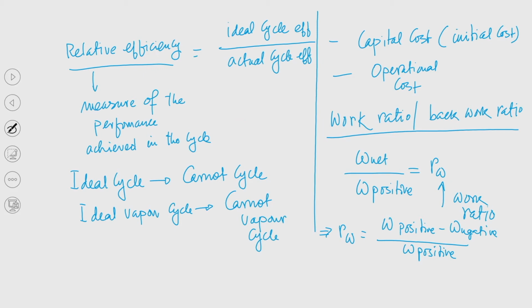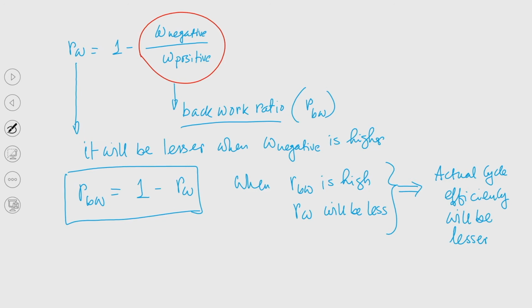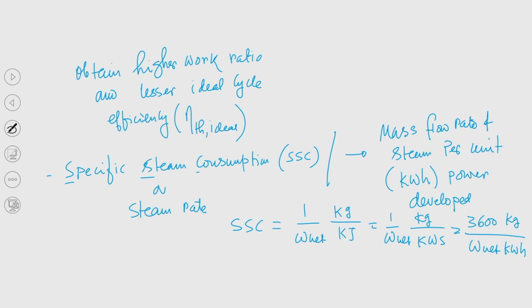If work ratio is less, efficiency will be less. So, that means higher the SSC, what do you mean by higher value of SSC? Mass flow rate of steam will be high. So, that will depend, again I am telling.